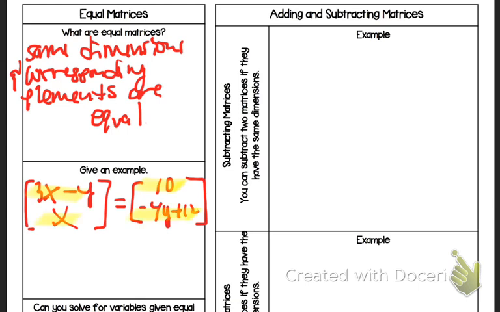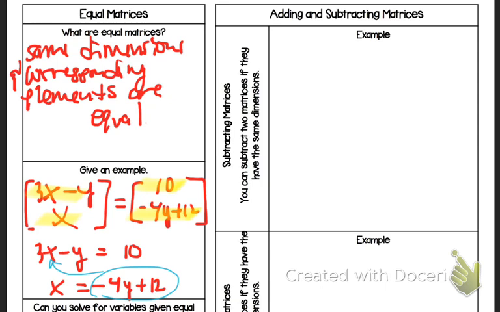So we could say that 3x, that's an x, minus y has to equal 10, and x has to equal -4y plus 12. Okay, I'm not going to go through and solve this system of equations. We could just substitute in x into here and then solve for y. But this is what you'd have to do in order for these two matrices to be equal. Each element has to be equal. Okay, let's scroll down a little bit more.